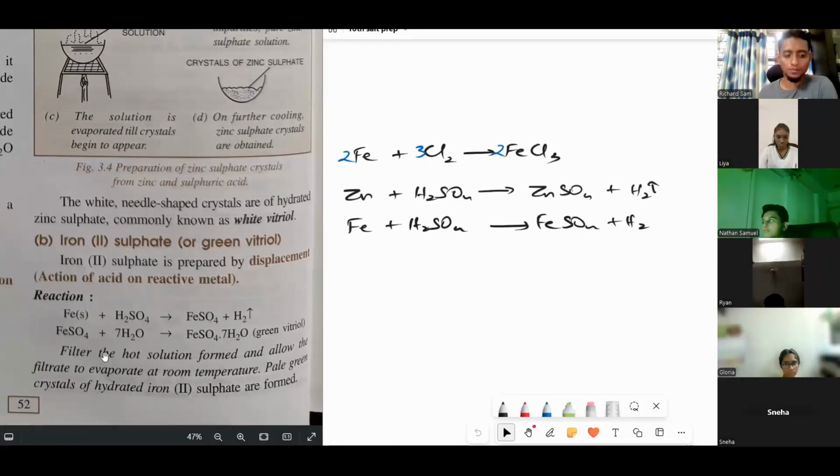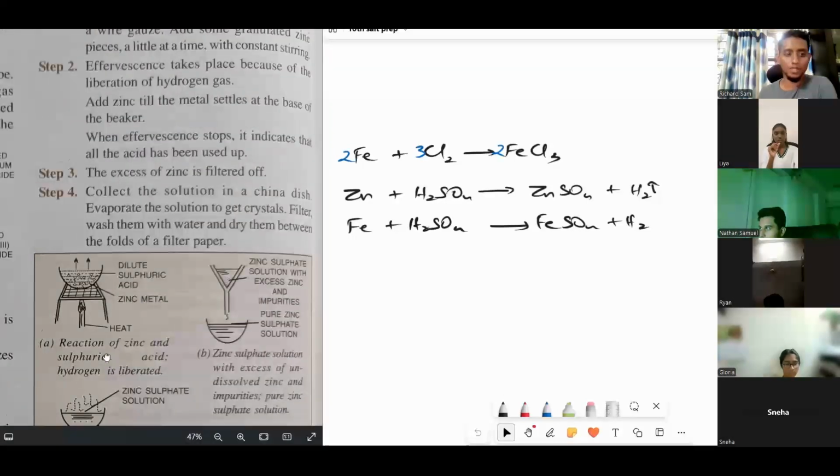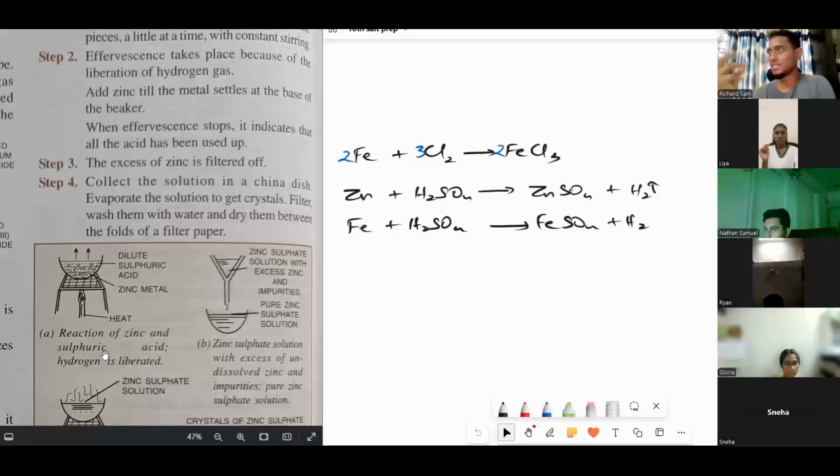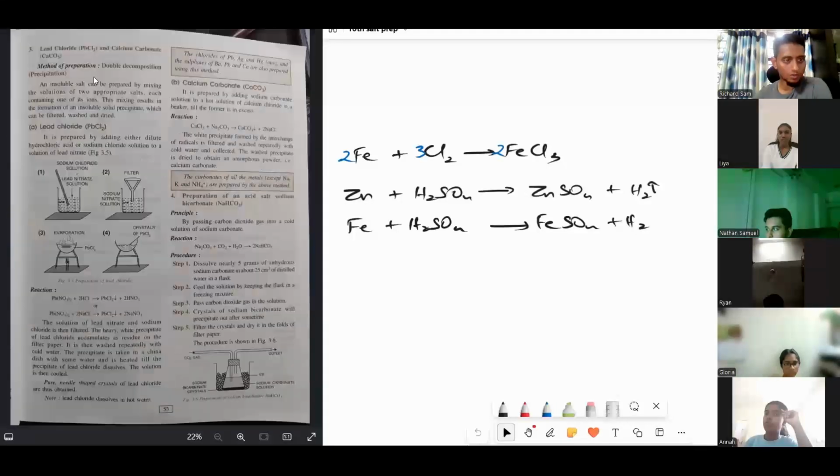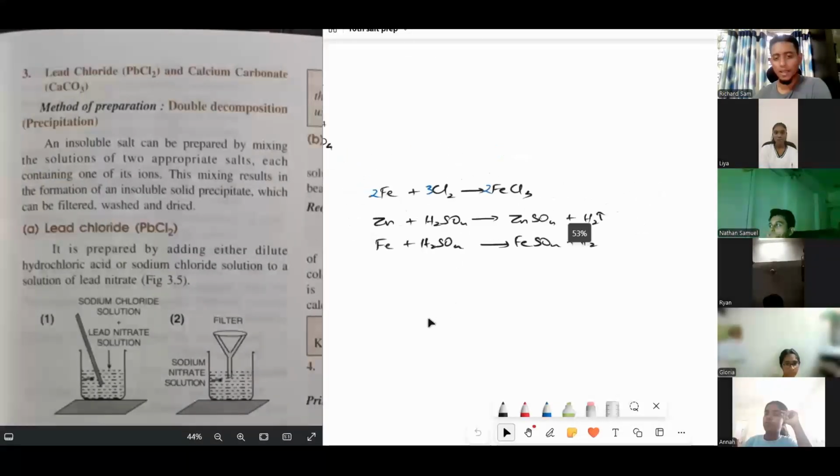Okay. Filter the hot solution formed and allow the filtrate to evaporate at room temperature. Yeah, so you have to allow it to evaporate. Once all the water is evaporated, that's the time you get these salt structures. All right, so that's done. Okay, we'll go to the next one.